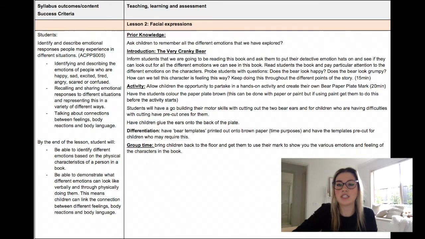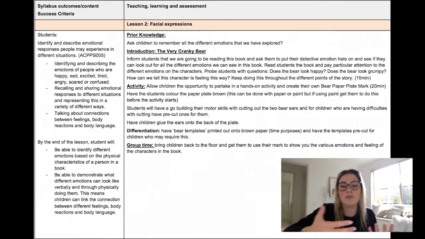Therefore, allowing children to build on their understanding into identifying physical characteristics and body language that we use to display different emotions. During this stage, it is important that as the teacher, we are constantly engaging children through exploring the individual pages and provoking them with questions, including does the bear look grumpy and why might the characters feel this way? This helps children to feel confident in talking about what they see on the page and allows children to build on understanding what they are reading.